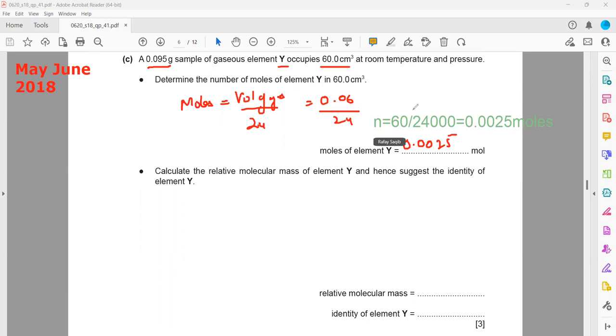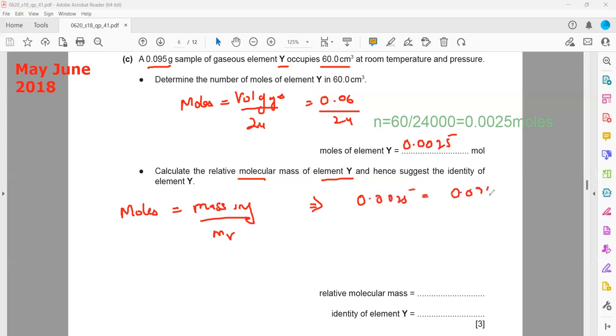Now the second part: calculate the relative molecular mass of element Y and suggest its identity. Now we will use the first formula. We will substitute the moles and the mass and find the molar mass. Moles equal mass in gram divided by molar mass. We already worked out the moles, that was 0.0025. The mass in gram is 0.095. And the molar mass is the unknown.